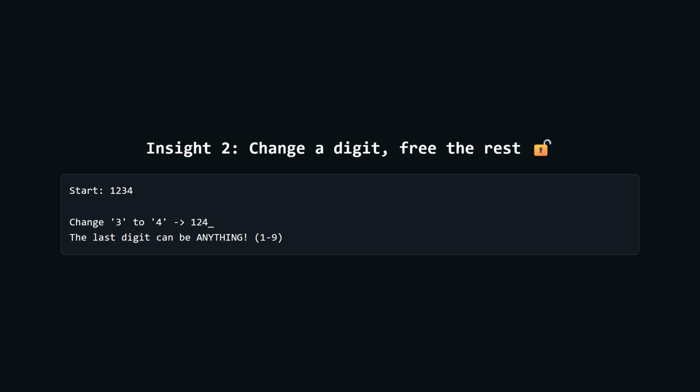Next, think about how we make the number bigger. We want the smallest possible increase. So we look from the end of the number towards the front. If we increase a digit, say changing the 3 to a 4, our number is instantly guaranteed to be larger. That means every single digit after it can be whatever we want.